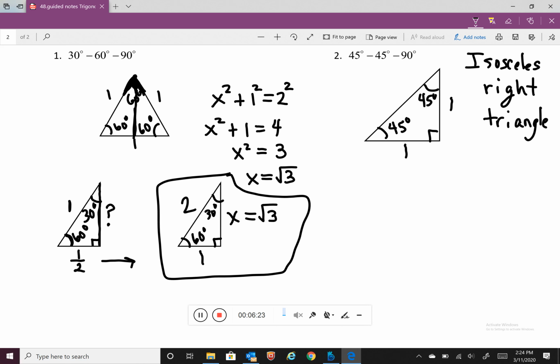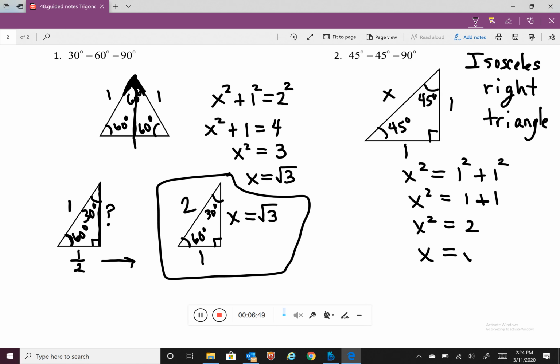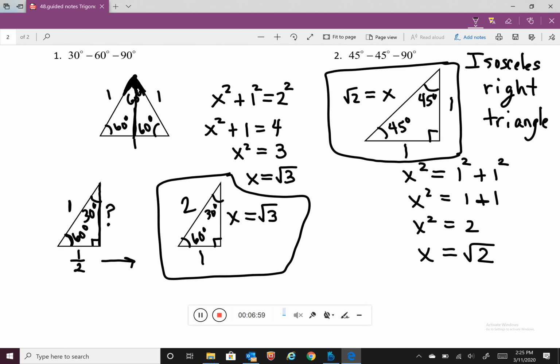So these legs have a ratio of 1 to 1, but we are missing the hypotenuse. So using our Pythagorean theorem, x squared is equal to one leg squared plus the other leg squared. So x squared equals 1 plus 1, x squared equals 2, and so x is equal to the square root of 2. So this is the second triangle that we will be using to complete our table below.